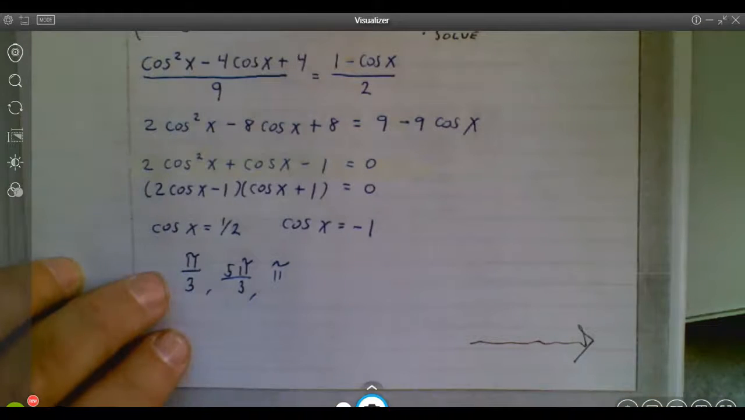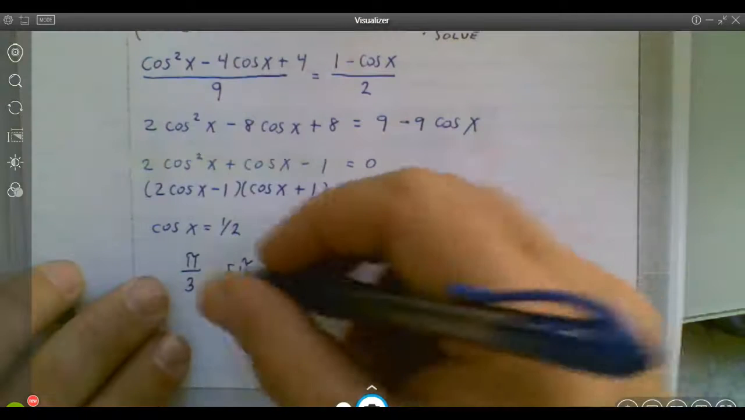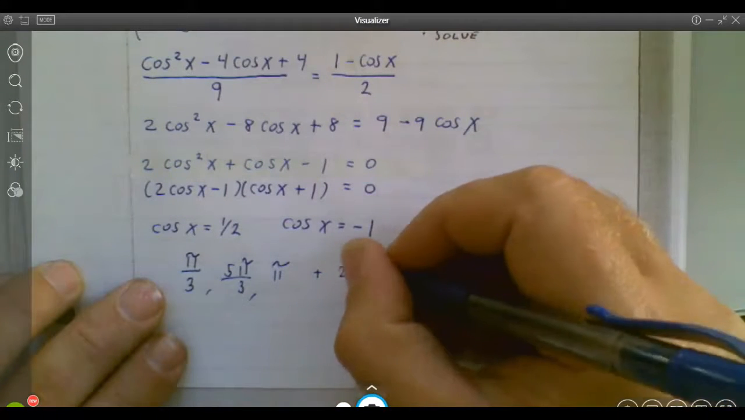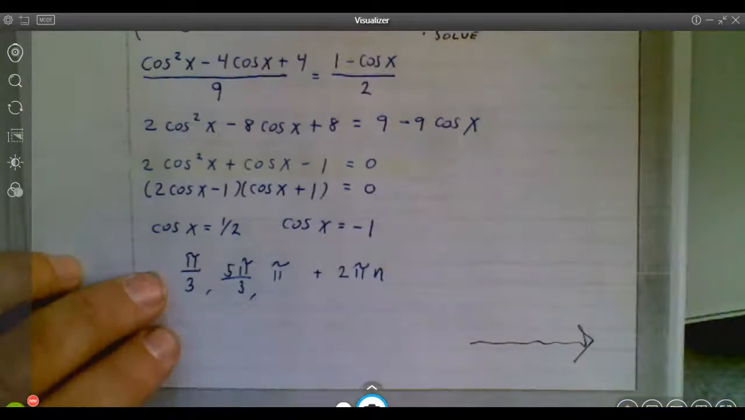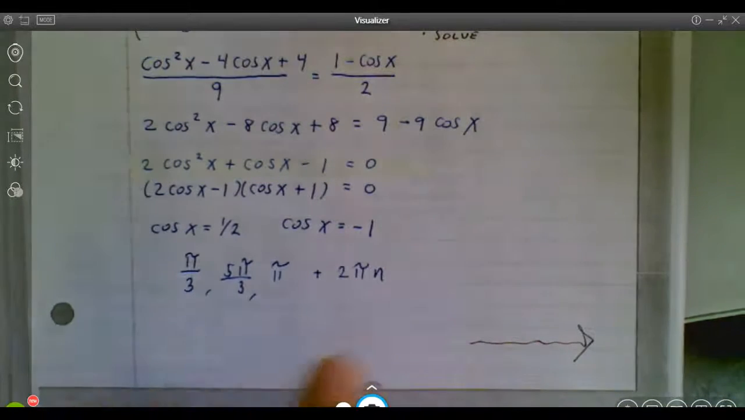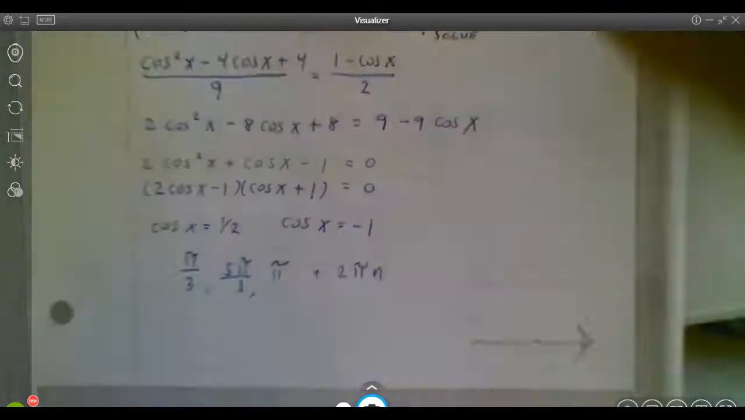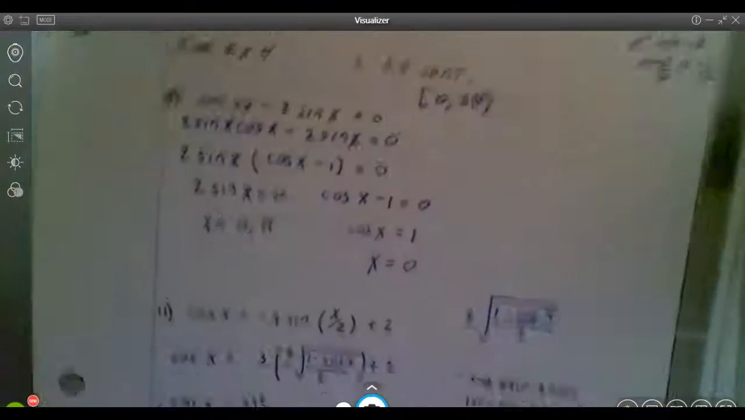So again, if they didn't give us a specified domain for this, we're supposed to tack on to the end of this plus, I think they say 2 pi n, something like that. Basically just to show that these answers repeat every time I add 2 pi. So I could add 2 pi, 4 pi, 6 pi, and I would get repeating answers that would all fit the original equation. So that's just what we do when there's no specified domain.